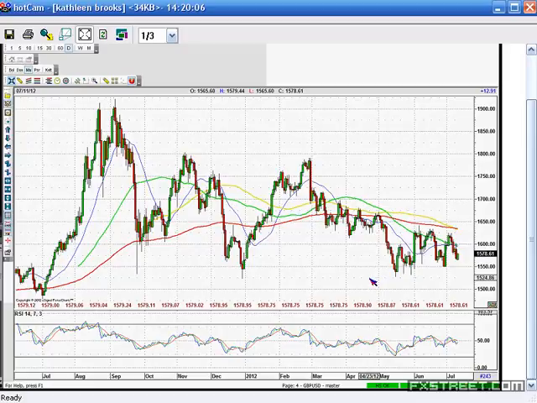The overall direction is still fairly range bound. We're still lower on a very long term basis. We're towards the bottom of that range, but we are most certainly range bound within the gold price at the moment.